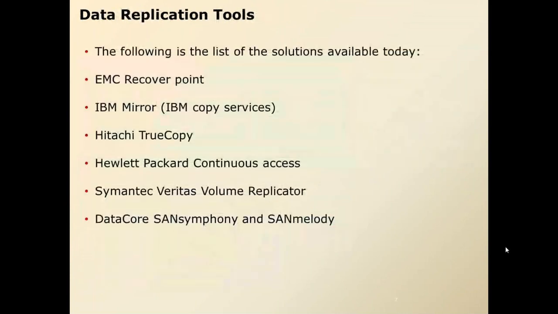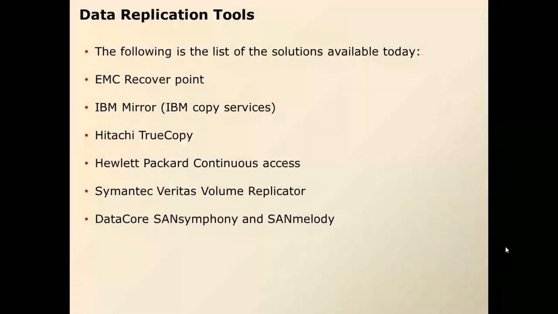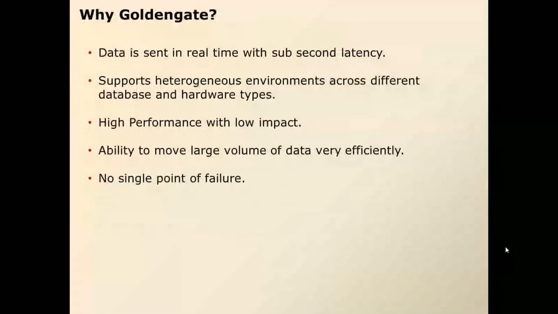Okay. So what are the solutions available today for data replication apart from GoldenGate? GoldenGate is a data replication tool which replicates the data. So you have EMC RecoverPoint, IBM Mirror, Hitachi TrueCopy, and HP's Continuous Access. Along with that, you must have heard about Attunity as well, which is also being used in some places. All these are competitors of Oracle GoldenGate. Along with that, you can also mention Data Guard as well.